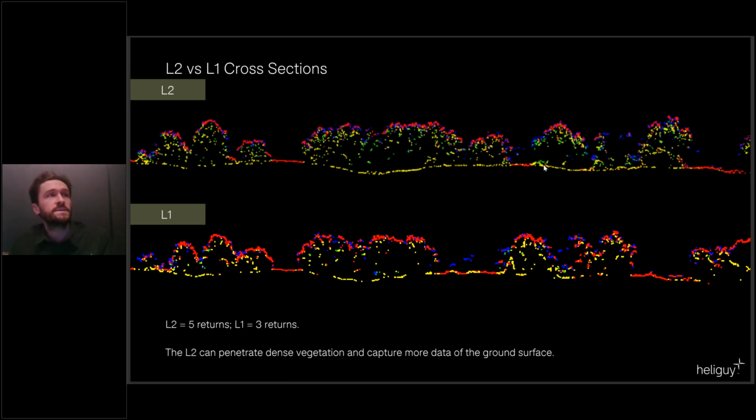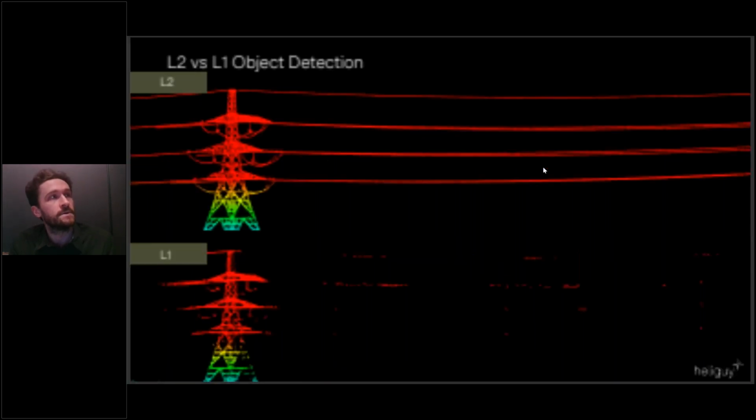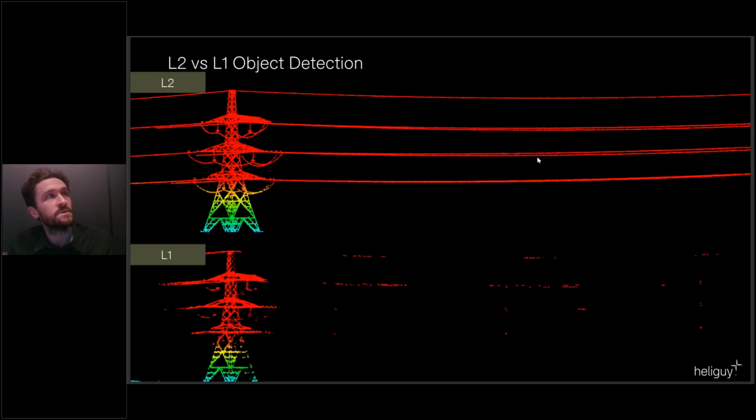So in terms of object detection, this is a really great screenshot for illustrating that. You can really see the detail that the L2 picks up on the pylons, and the improvements that have been made over the L1. So this is really down to that smaller beam divergence, its increased capture rate, and the overall improvements of the sensor.